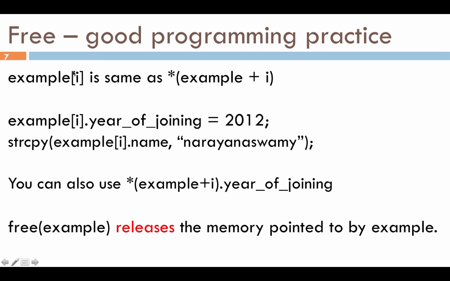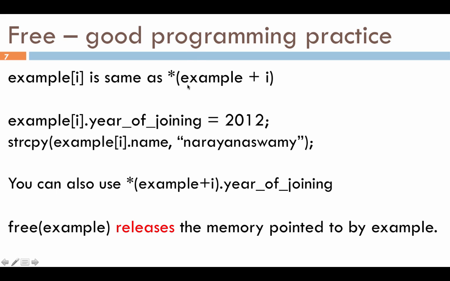Observe that this is like an array access. Now what is example of I? When somebody asks this question, it typically means: what is the data type of example of I? You may say it is of data type student record. Some of you who are not very comfortable may say it is pointer to student record. The second answer is wrong. The first answer is right. The data type of example of I is one student record, not a pointer.